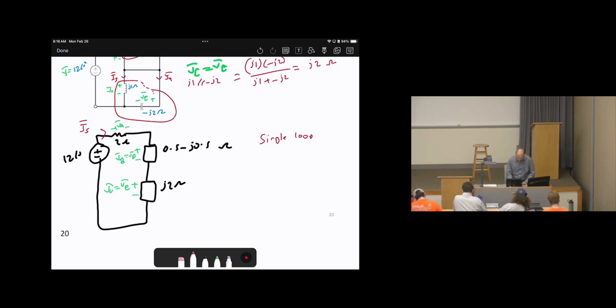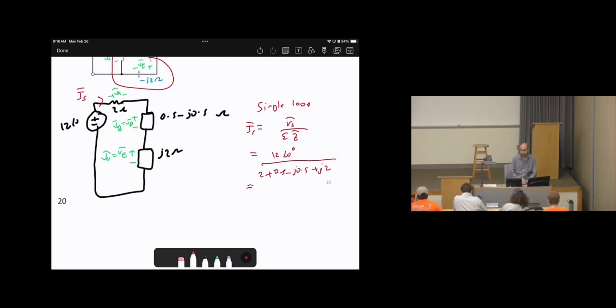So in a single loop, and we have only a single source, therefore I source will be V source over the sum of the resistor impedances. So it will be V source, which is 12 angle 0 degrees, divided by 2 plus 0.5 minus j0.5 plus j2. Again, please make sure to practice how to find this expression using the calculator, and it shouldn't take more than 30 seconds, or I would say 40 seconds at max. So IS will be 4.12 angle negative 30.96 degrees amperes. This is I source.